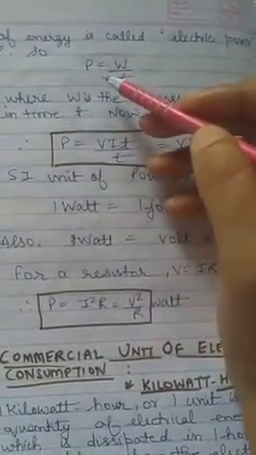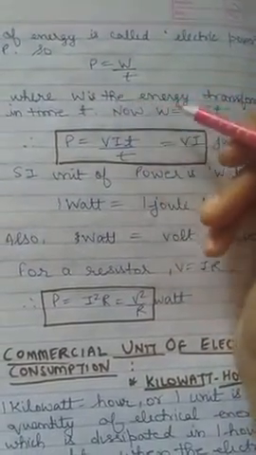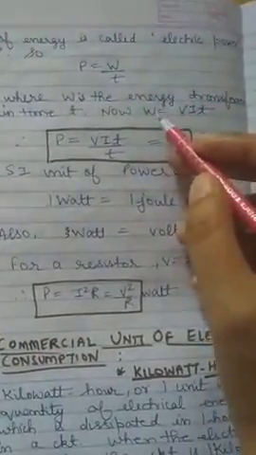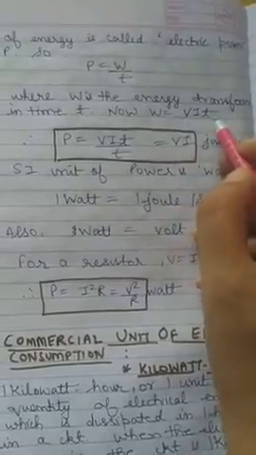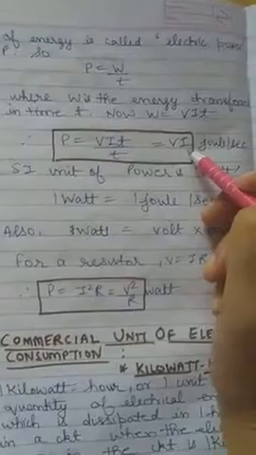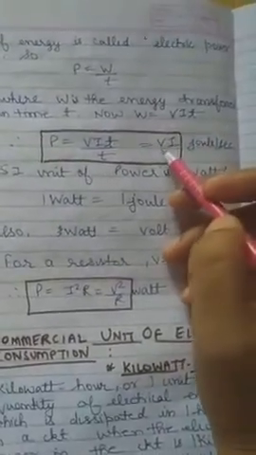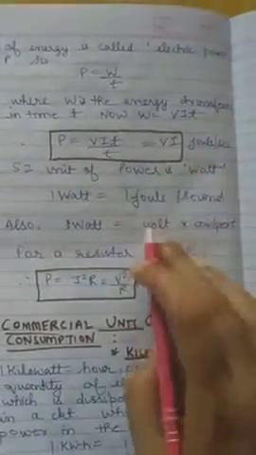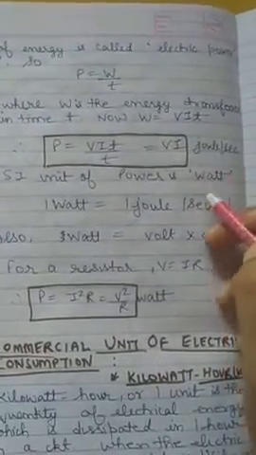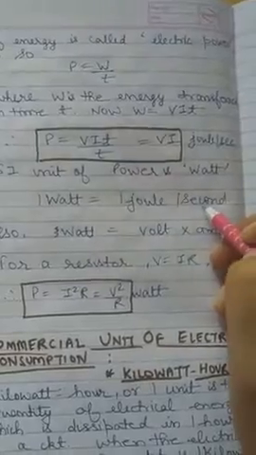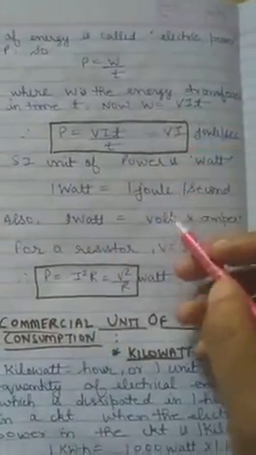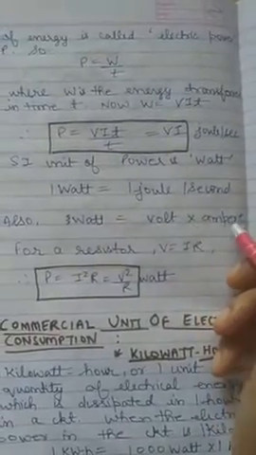Also we know the formula for power, that is W by T, where W is the energy transferred in time T. Just now we saw that W is equal to VI into T. So if we place VIT upon T, this becomes V into I, which you already know, the product of V into I is electric power, and its unit is watt. Also 1 watt is equal to 1 joule per second. Also if we use this formula, watt will be equal to volt into ampere.